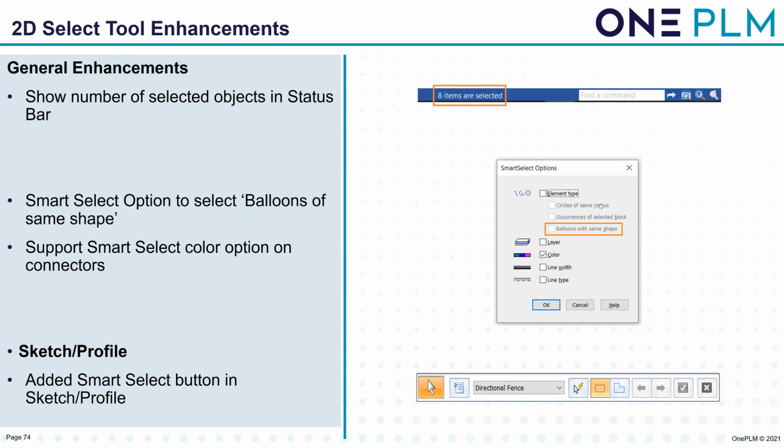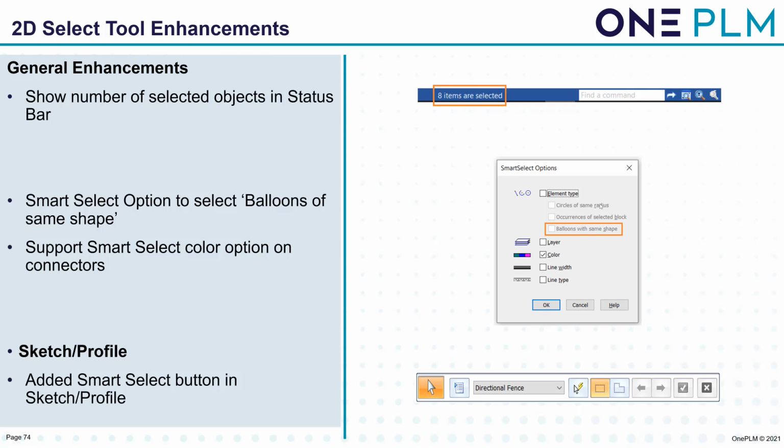2D select tool enhancements. So we've now got information in the status bar at the bottom. So the status bar has been useful in a lot of points, but not here. So now we've got the option where we can smart select balloons, and it's going to show how many we've done. We've also got a color option for connectors as well.